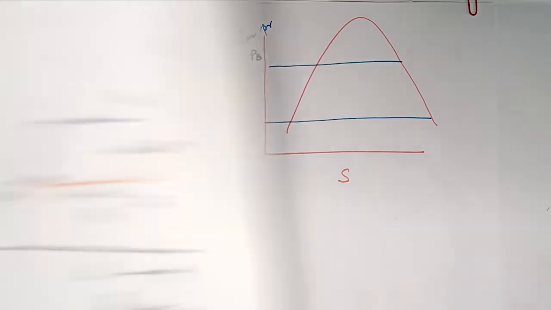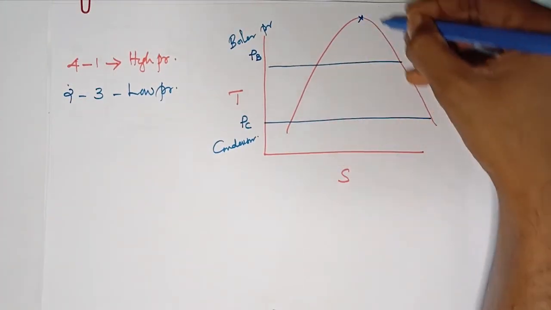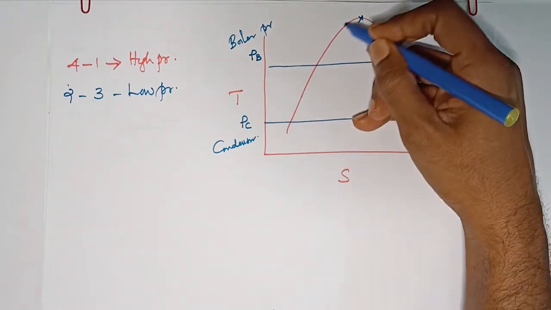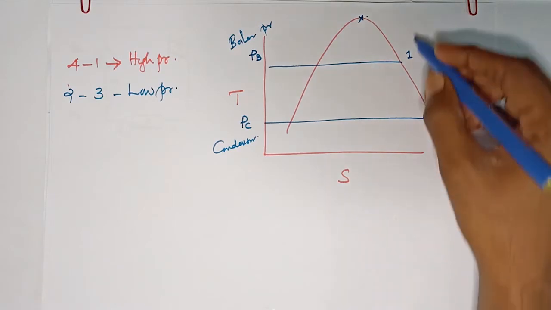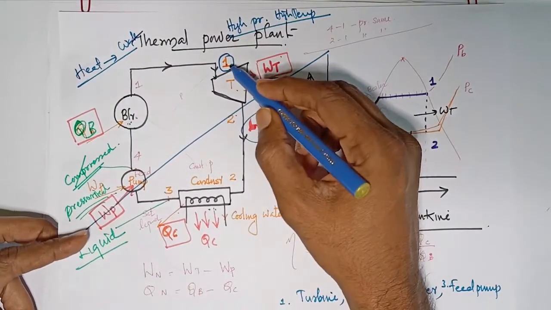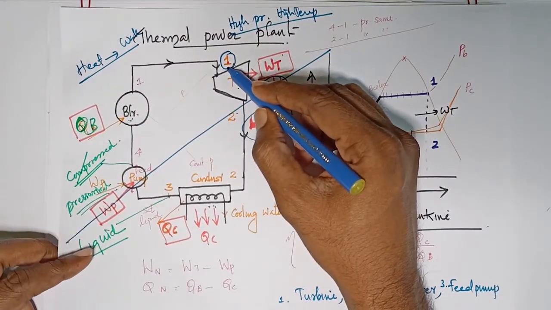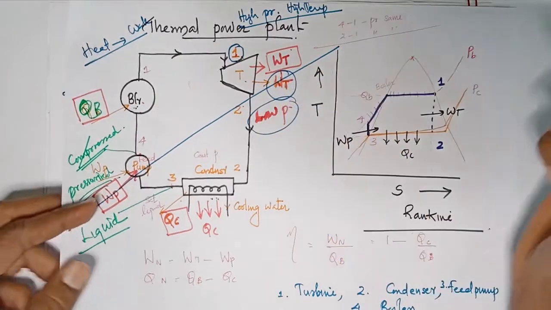So let us see what is happening. So this is the point 1. This is the critical point. Okay. So this is the saturated liquid line and this is the saturated vapor line. So let us assume that the point 1 is the saturated steam. Saturated steam is entering into the turbine.